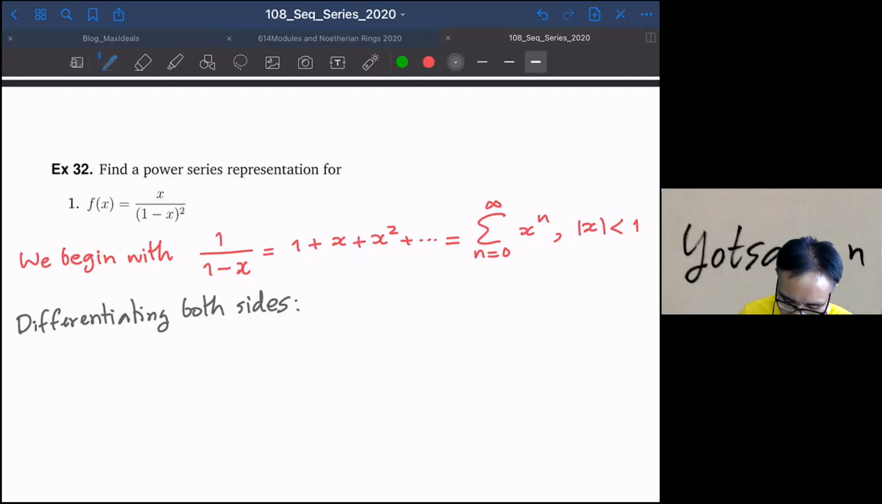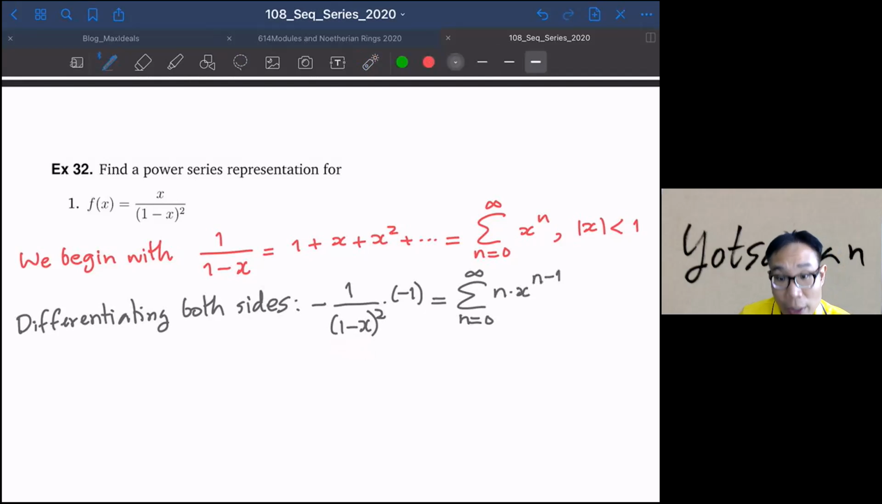So you see that you get 1 over u squared, so it's going to be negative 1 minus x squared, and you have to multiply by negative 1, because this one is differentiating the inside. And you have the series n equal to 0 to infinity, and you differentiate x to the n, so it's going to be n x to the n minus 1. Okay, and you see that this one is also good.